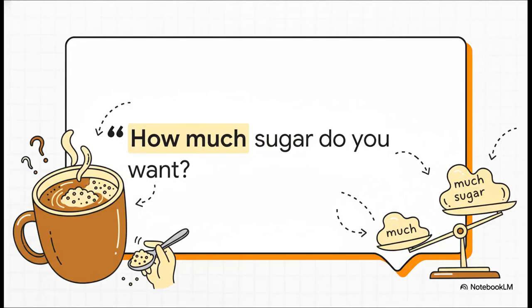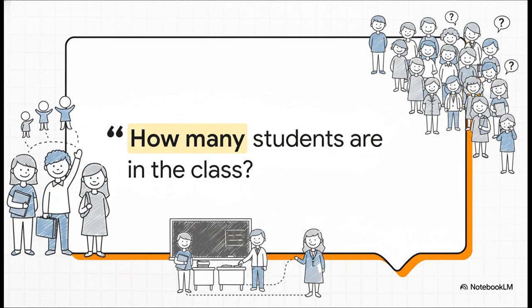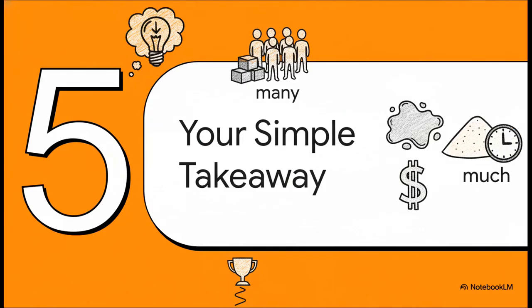Here's a perfect everyday example. Think about sugar. Are you going to sit there and count every single tiny grain? Of course not. We treat it as one big thing, a mass. So you ask, how much sugar do you want? Now, what about students in a classroom? Can you count them? Absolutely. There's 1, there's 2. You can count every single person. They're individuals. So the question has to be, how many students are in the class? See the difference?